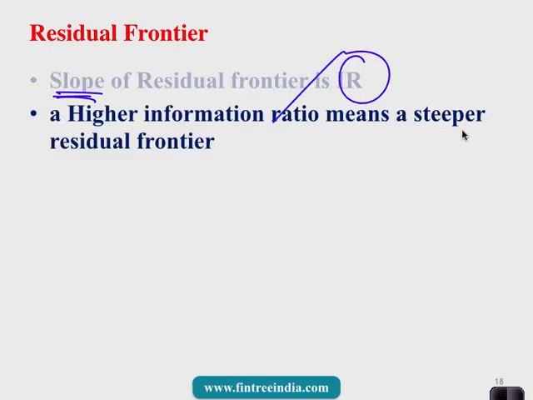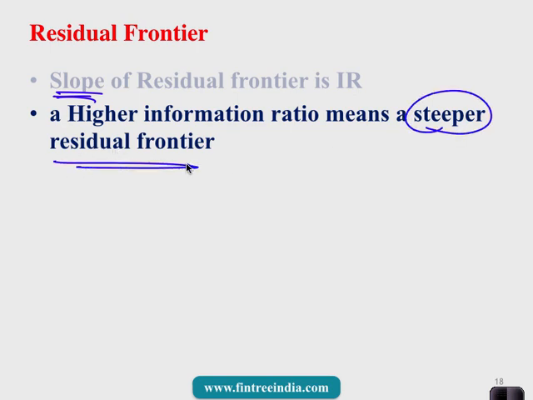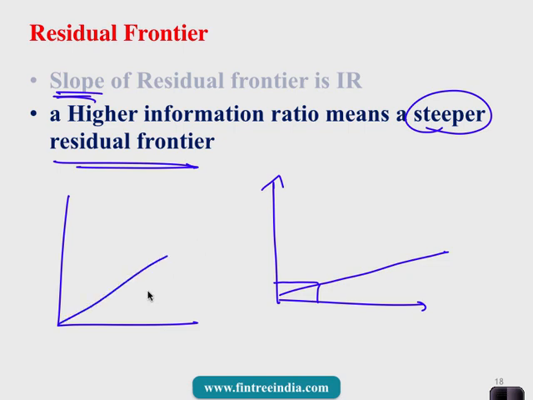A higher information ratio means a steeper residual frontier. Imagine if you have an information ratio of 0.2, then for one unit of risk you would have an increase of only 0.2. But if you have an information ratio of 0.5, it would be steeper. An information ratio of 1 would be like this, 2 would be somewhat like this. That means the higher the information ratio, the steeper the residual frontier.